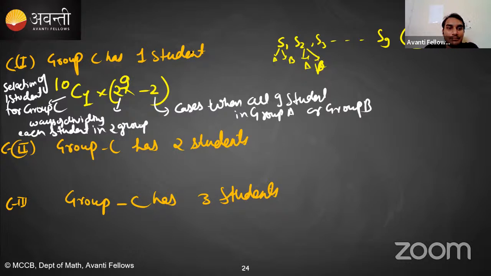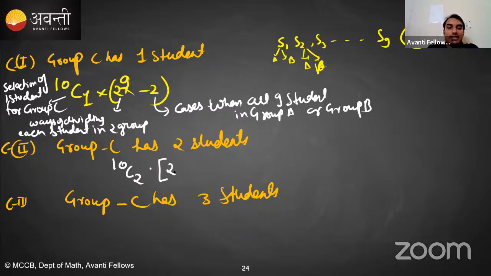Is this clear? If you have understood this, now this is easy. Now similarly do this. Required ways, what happens here? That group C has 2 students. So first select 2 students out of 10 students and tell them you are in group C. Put them in group C. Okay. So now these are in group C. Now you are left with 8 students, right? So each student has 2 choices.